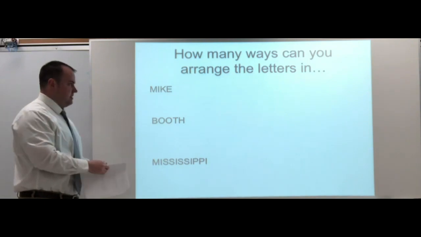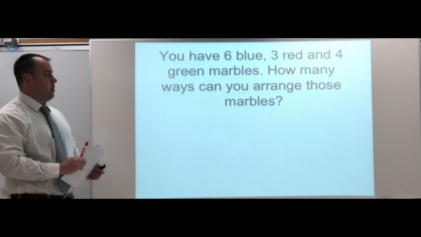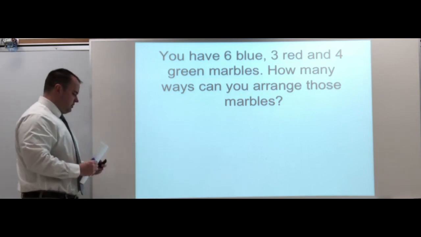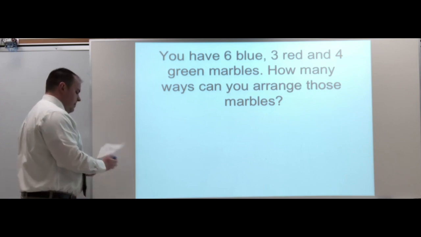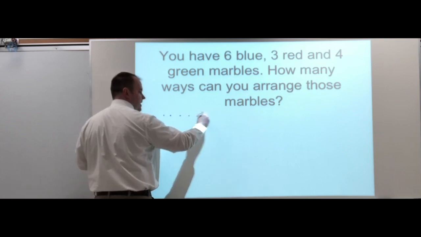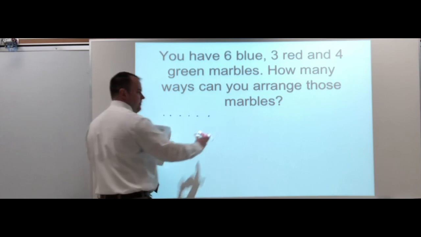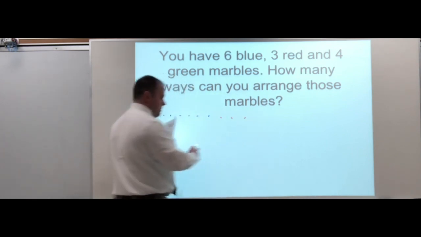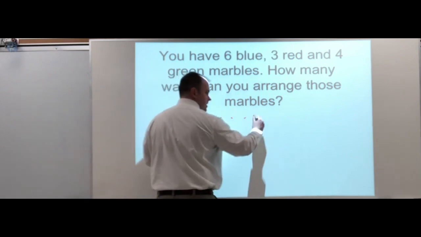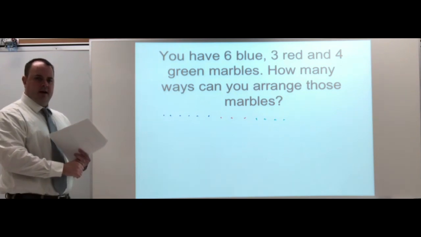So if I want to change the example just a little bit, you have 6 blue, 3 red, and 4 green marbles. How many ways can you rearrange those marbles? So let's just look at a picture here. Okay. We have 6 blue, 1, 2, 3, 4, 5, 6. We have 3 red, 1, 2, 3. And we have 4 green, 1, 2, 3, 4. So there's all of our marbles lined up.